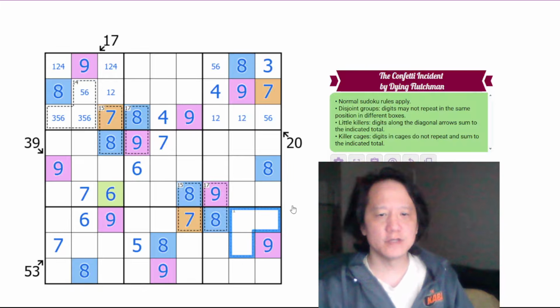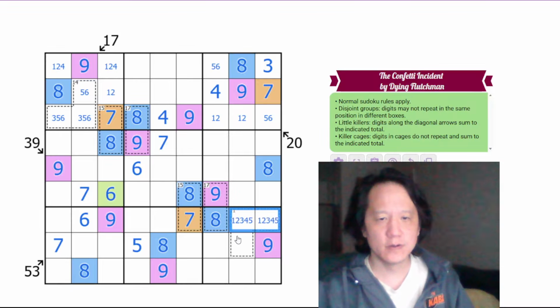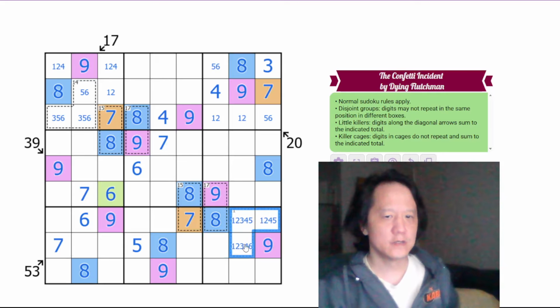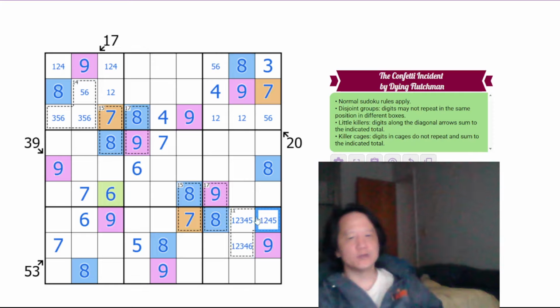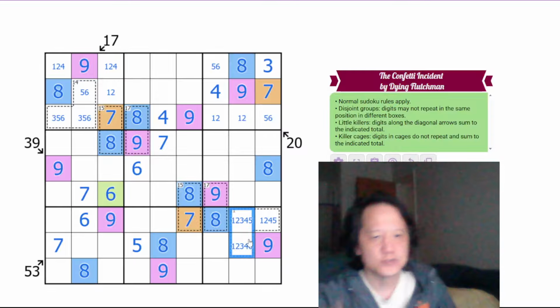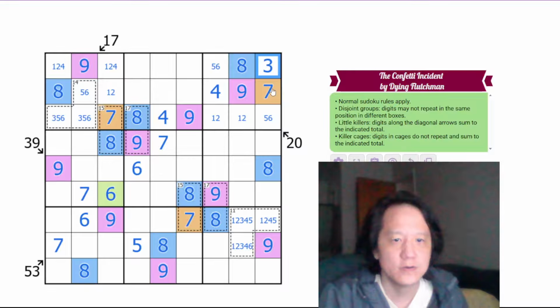So obviously this is 1 through 5 here. This can't be 3 because of 3 in the column. This could be a 6. It could be 1, 2, 3, 4, and 6. So how do you add up to 11 with these digits? You could have 2, 4, you cannot have, there's no 7 involved.